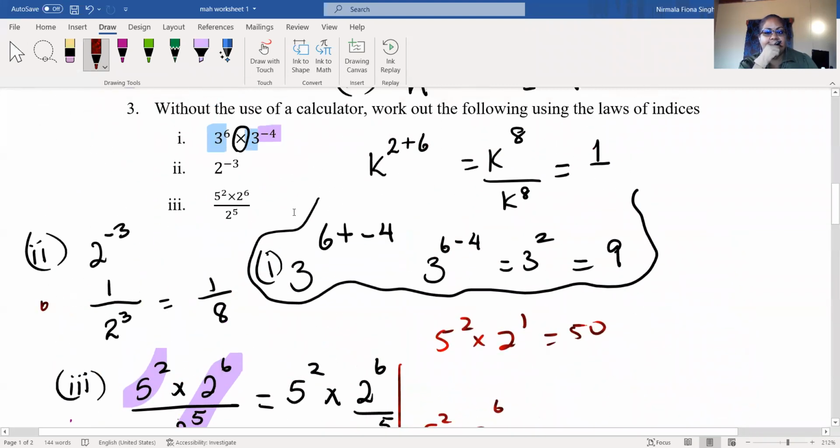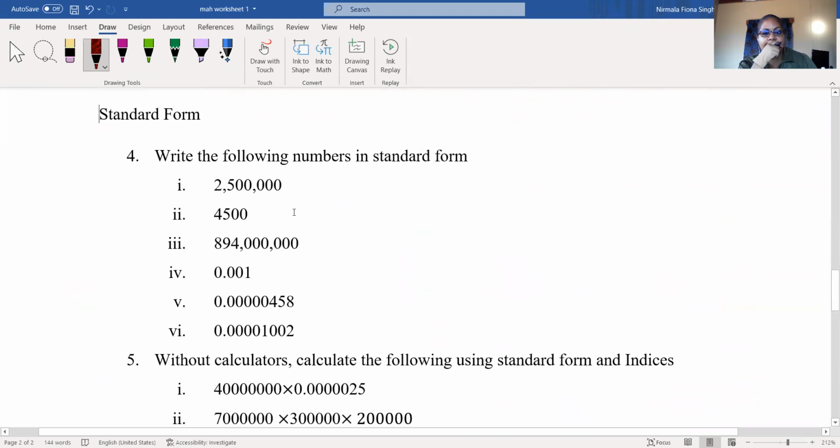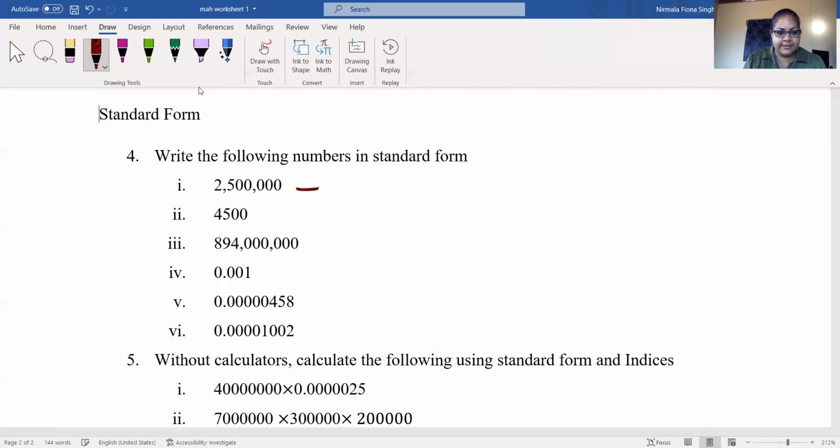All right, so standard form. I think you all should have gotten all of these in standard form. Let me just go through them really quickly. This would have been 2.5 by 10 to the 1. Let me check. 1, 2, 3, 4, 5, 6, 10 to the 6. All right. This is where your decimal point would have been.